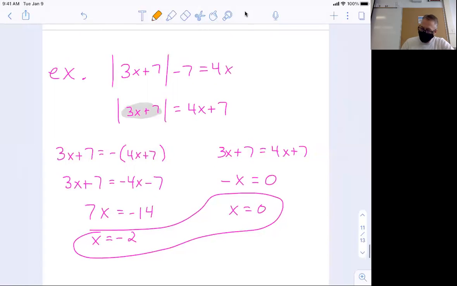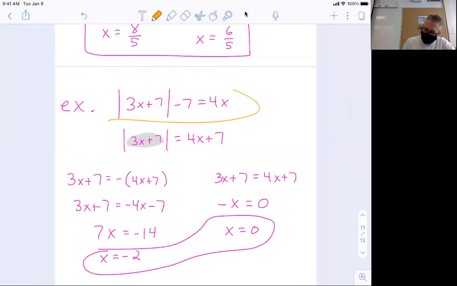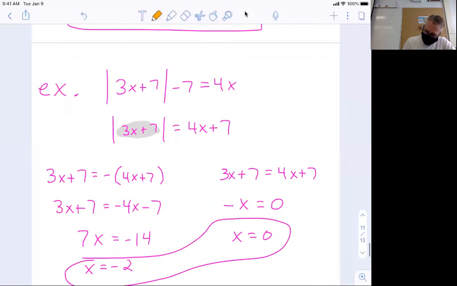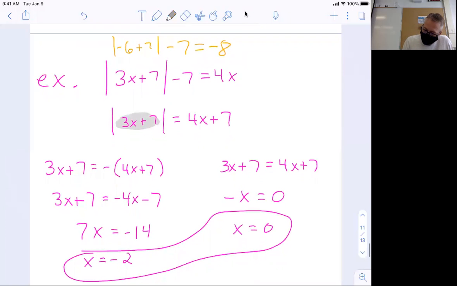So I'll plug -2 in for x in the original. And I get the absolute value of 3 times -2 is -6, of course. And I'm trying to see if that is a true statement. However, it is not, because that's going to be +1 minus 7, which does not equal -8. And that means that -2 is extraneous. We got to throw that one out.